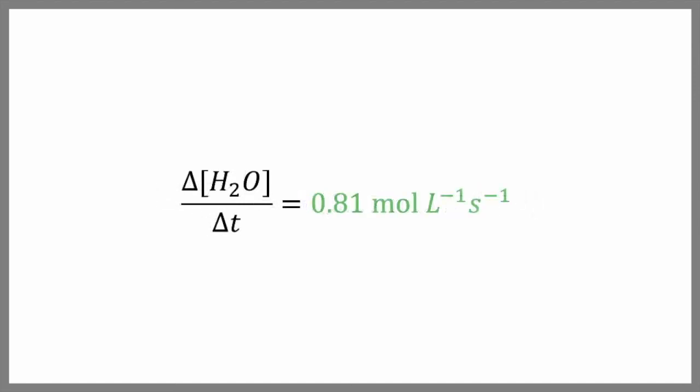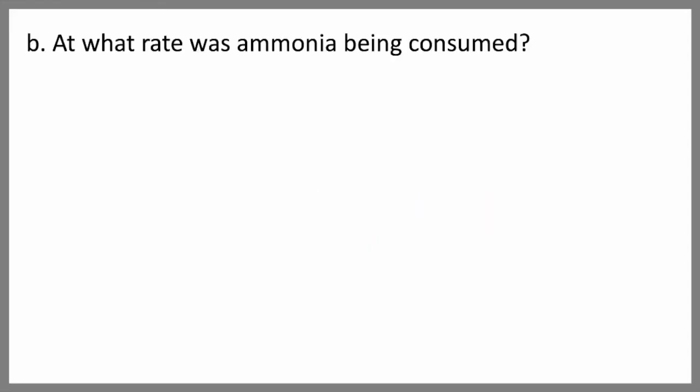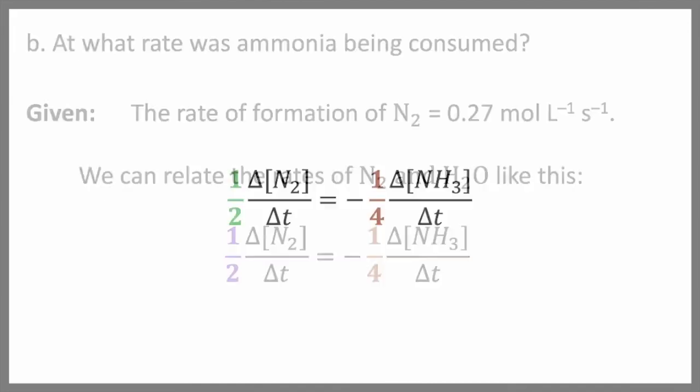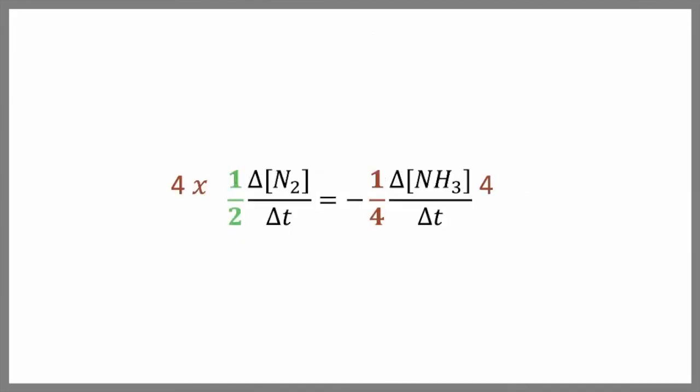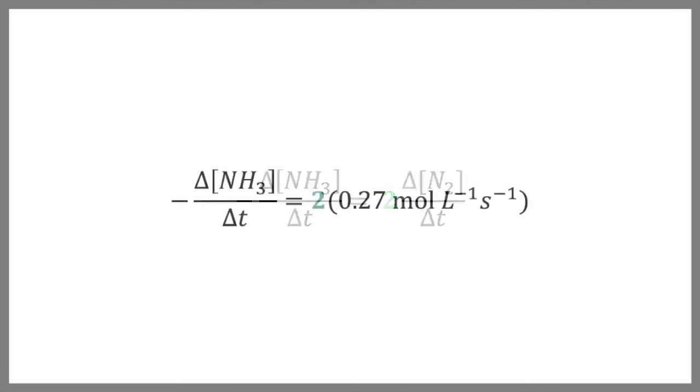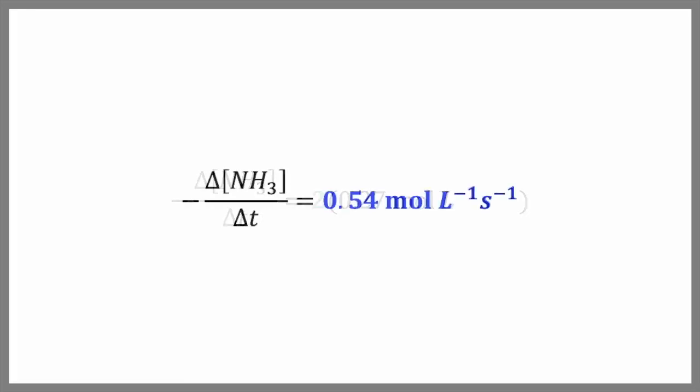Next, we're asked at what rate ammonia was being consumed. Now, we have to relate the rate of formation of nitrogen with the rate of disappearance of ammonia, and we can do that like this. We'll use a little bit of algebraic manipulation. And then we'll plug in our value for the rate of appearance of nitrogen and get out our calculator, and we get 0.54 moles per liter per second.